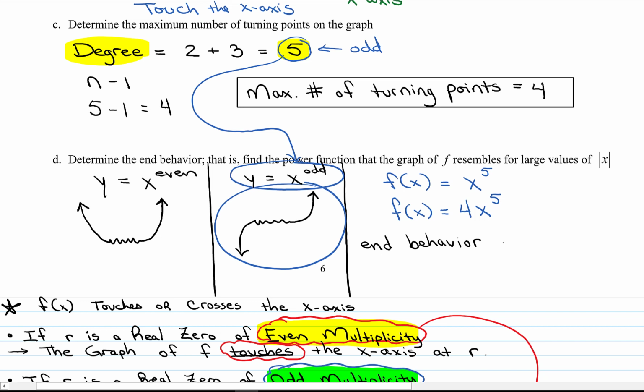So let's write that down as our answer. End behavior is the same as y equal to 4x to the 5th power.